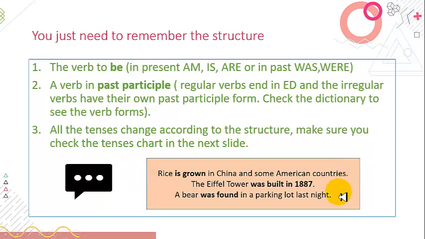So here we have some more examples. Rice is grown in China and some American countries. The Eiffel Tower was built in 1887. A bear was found in a parking lot last night.